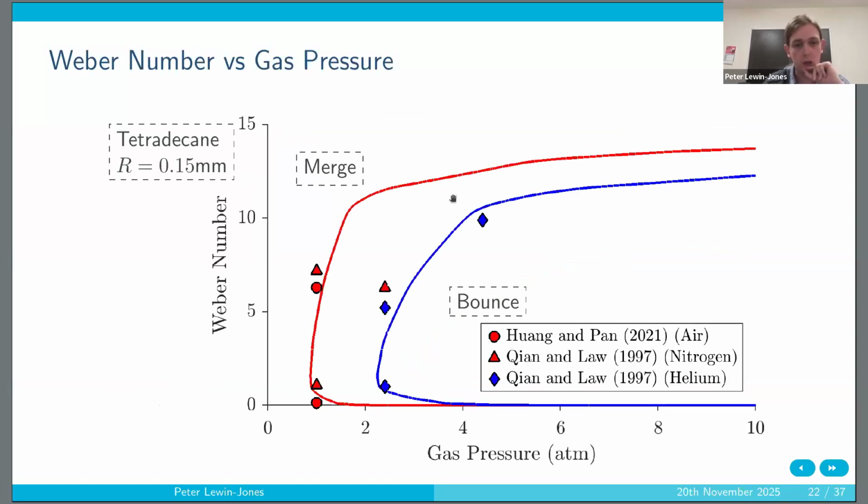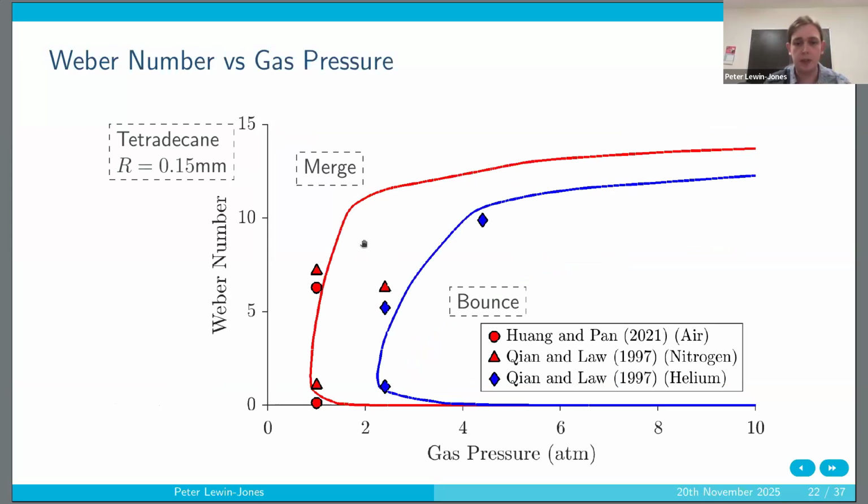What we've also looked at are experiments that are done at different gas pressures, and in different gases, so in air and nitrogen, effectively the same thing in this case, or in helium. And again, we can see that we're agreeing decently well. The solid curves are the simulation boundaries, the points are experiments, and except for one experimental point where we're not quite sure what's going on, otherwise we're agreeing really nicely.